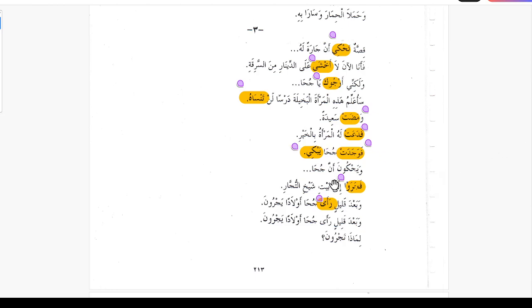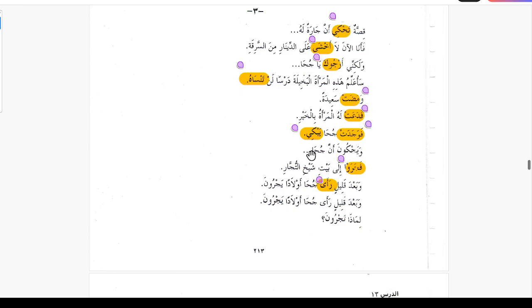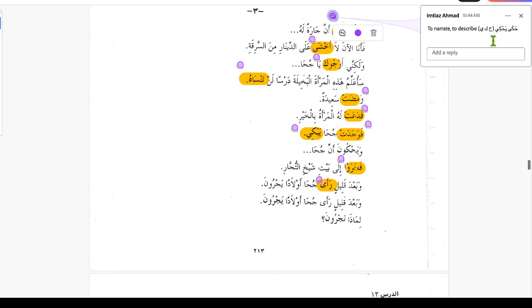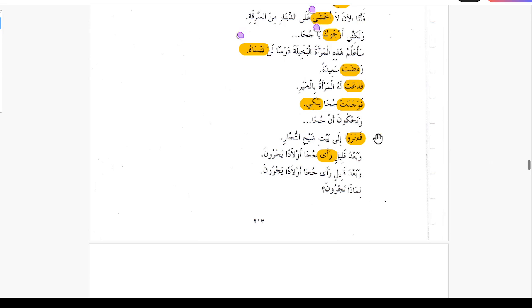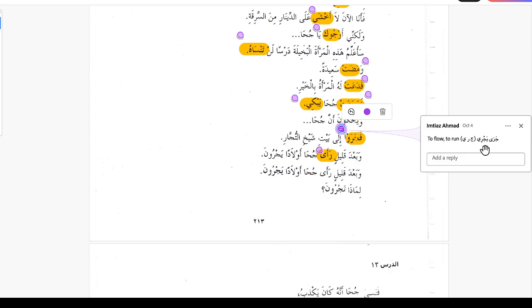Wa yakuna anna juha, and they narrate that juha. We have seen this verb here, haka yahki, huwa yahki, huma yahkiyani, hum yahkun. So this is for hum, the same verb. Fajrau ila bayti shaykhi tujari. So here the verb is jara yajri, to run, to flow, and the root letters of jara are jim, ra, and ya. Jara, to flow, to run.